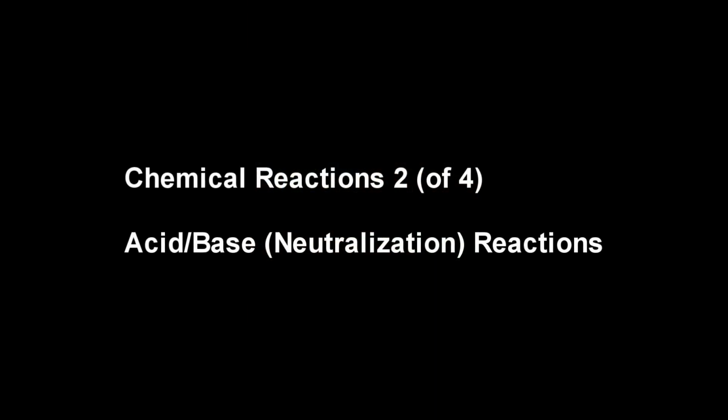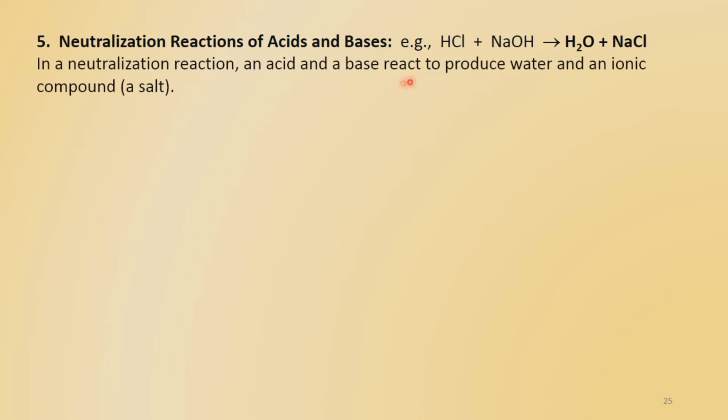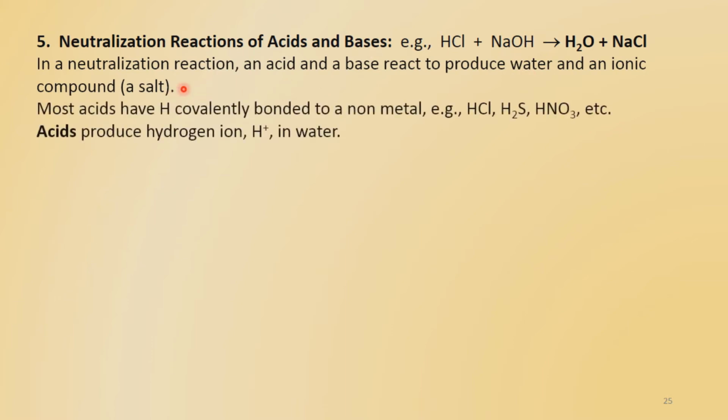The last portion of chemical reactions 2 deals with acid-base or neutralization reactions. The fifth type of chemical reaction we're looking at is neutralization reactions of acids and bases, such as hydrochloric acid reacting with sodium hydroxide to produce water and a salt, in this case sodium chloride salt. So in neutralization reactions, an acid and a base react to produce water and an ionic compound, which is a salt.